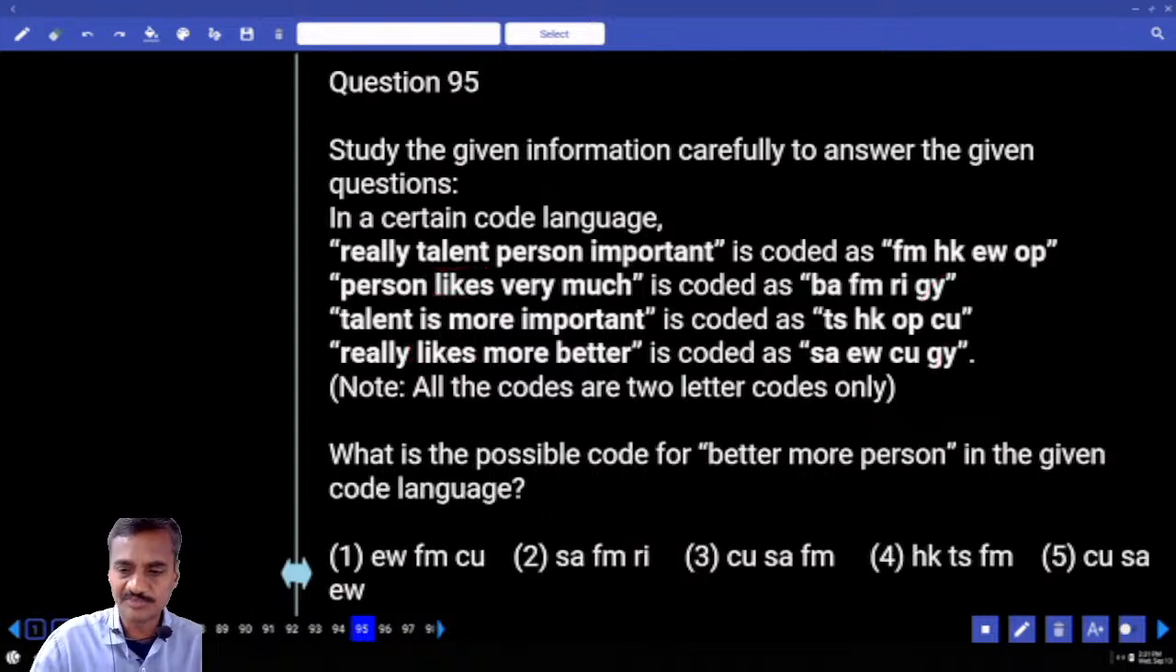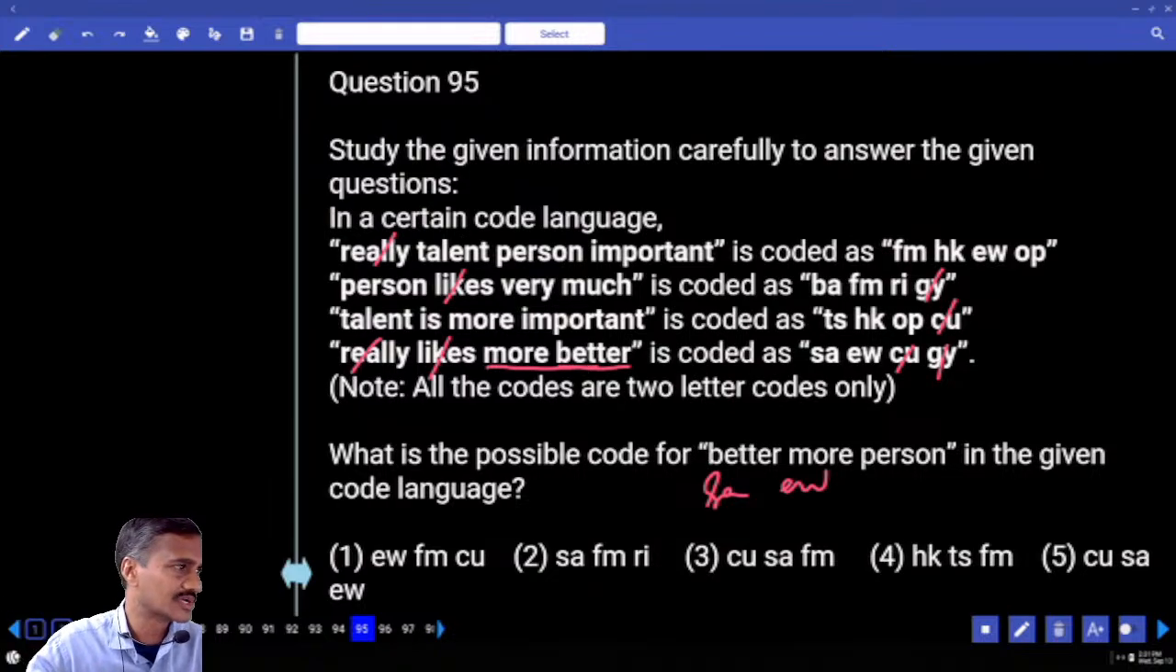Then 95, what is the possible? Better, more, person. Now better is here, isn't it? Better and more. And really and likes, really is common between these two, likes is also common. Hence, what are the codes that are common here? My codes, GY is common. And see here, second one, TSHK, CU is common.